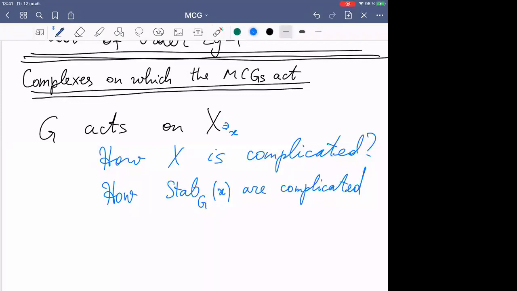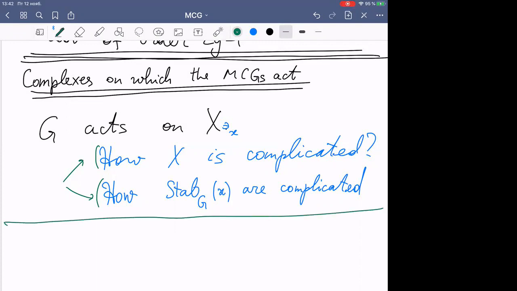Usually it is very useful if we can divide the complexity between these two parts. If we may find such a complex that complexity exists both here and here, and in both cases it is easier than the group itself. Okay, this is some philosophy. And another philosophy is that if topological properties of a complex come from the mapping class group, if we use the properties of the mapping class group, which we know, to prove some topological property of the complex, then it may be not so good.